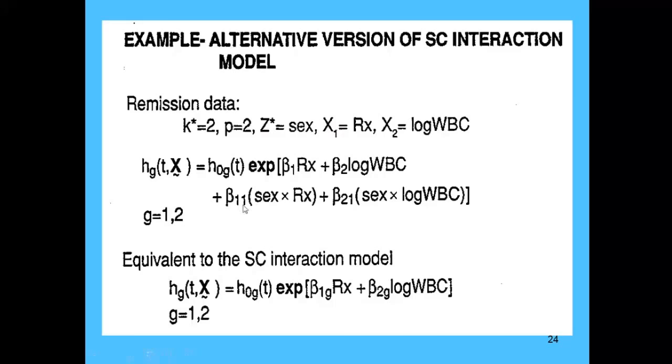You'd have to set beta 1,1 and beta 2,1 equal to 0, right? If both those two coefficients are equal to 0, you'd get the no interaction model, right? How many coefficients are you setting equal to 0? 2. That's why the degrees of freedom is 2. If you're setting 5 coefficients, degrees of freedom would be 5. That's why it's 2. Okay.